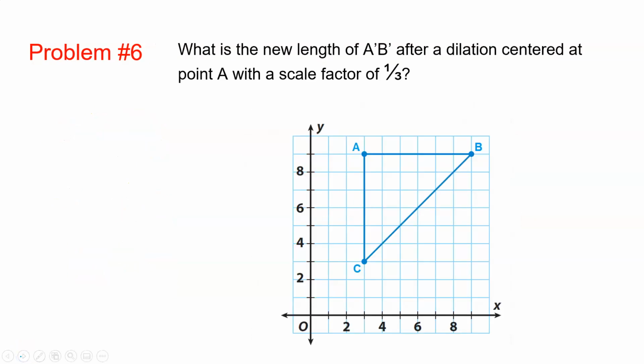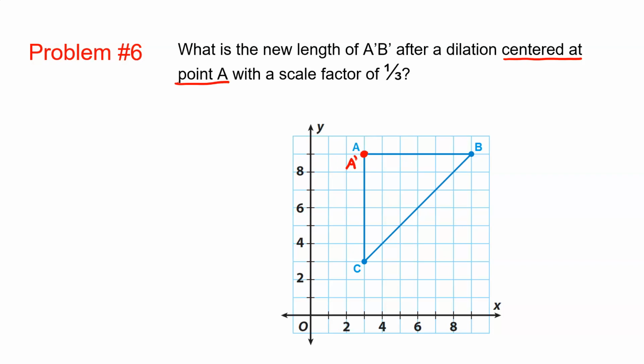All right, problem number 6, it says, what is the new length from A prime to B prime after a dilation centered at point A with a scale factor of 1/3? So there's a lot going on here. Centered at point A, so this isn't from the origin. A, imagine you put a thumbtack on there. It's not moving, right? You glued that one down. It's going to be A, but it's also going to be A prime. That one is not moving at all.